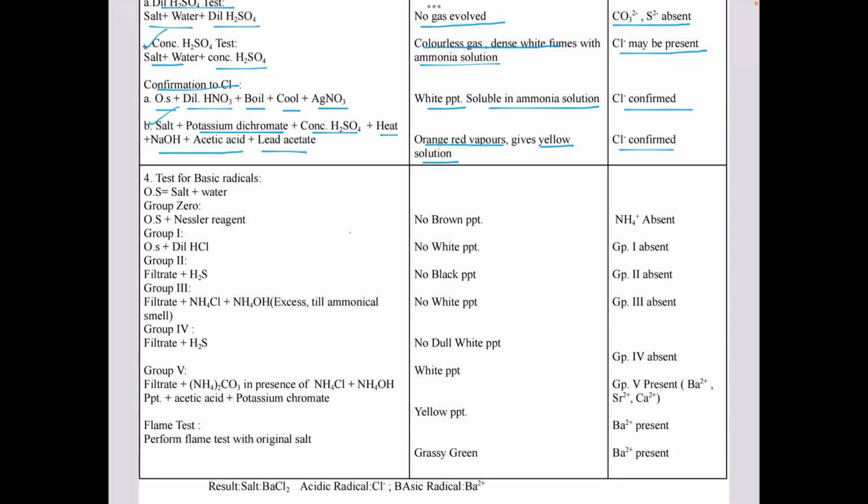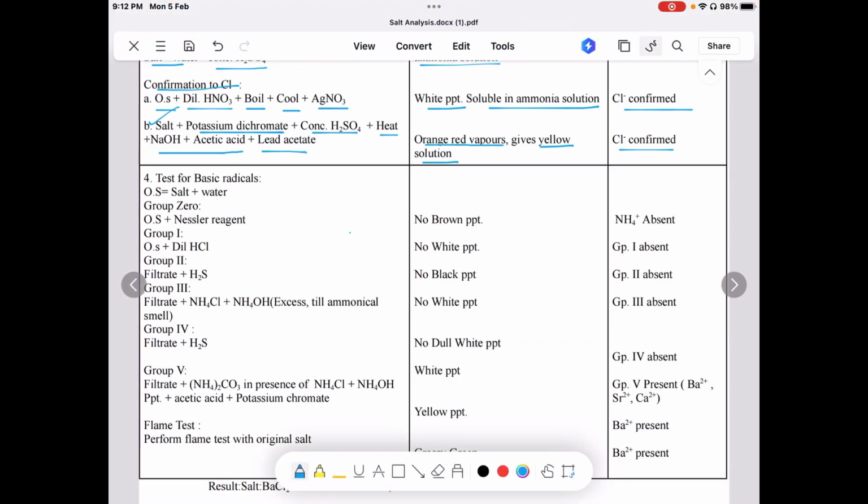Now test for basic radical. Next step is test for basic radical. First we make an original solution, salt with water, then test for group 0. To the original solution we add Nessler's reagent, no brown precipitate forms, so ammonium absent. Then we go for group 1. To the original solution dilute HCl will be added, no white precipitate forms, group 1 is absent.